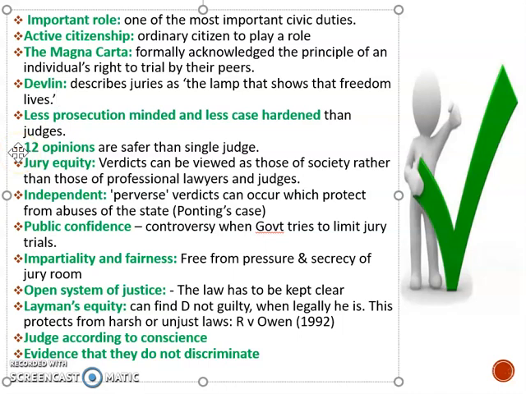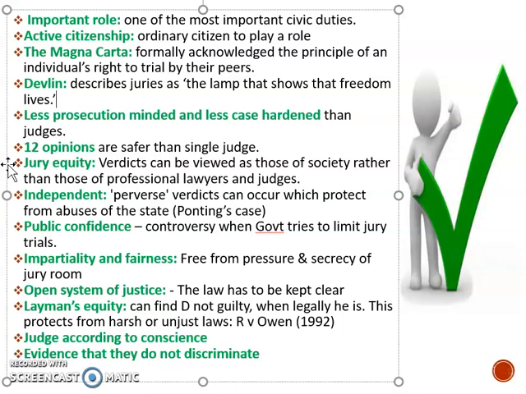So any individual prejudices hopefully will be balanced out by the fact that all 12 people have to come to an agreement. And you can say, we call it jury equity, that the verdict of a jury can be viewed as those of society rather than those of professional lawyers and judges.